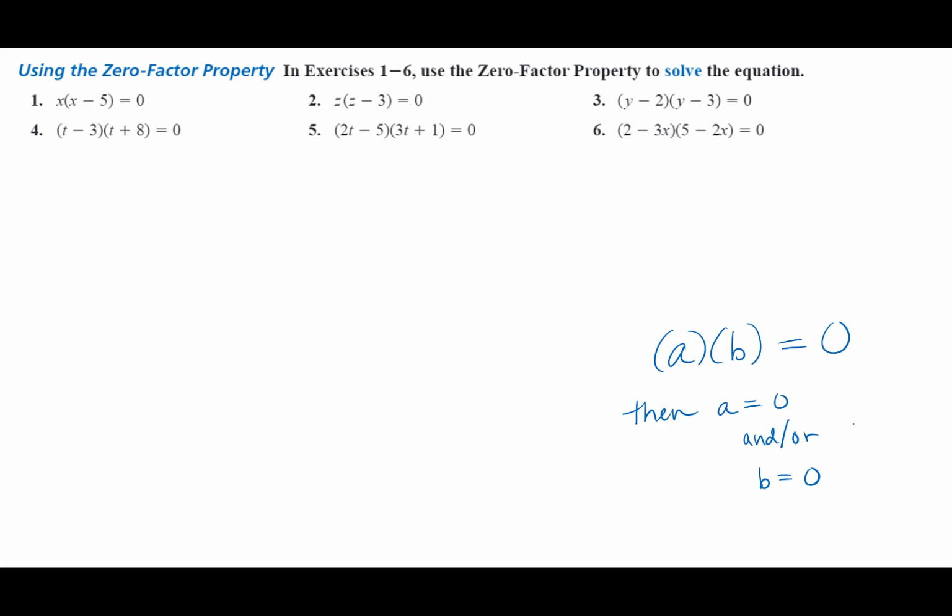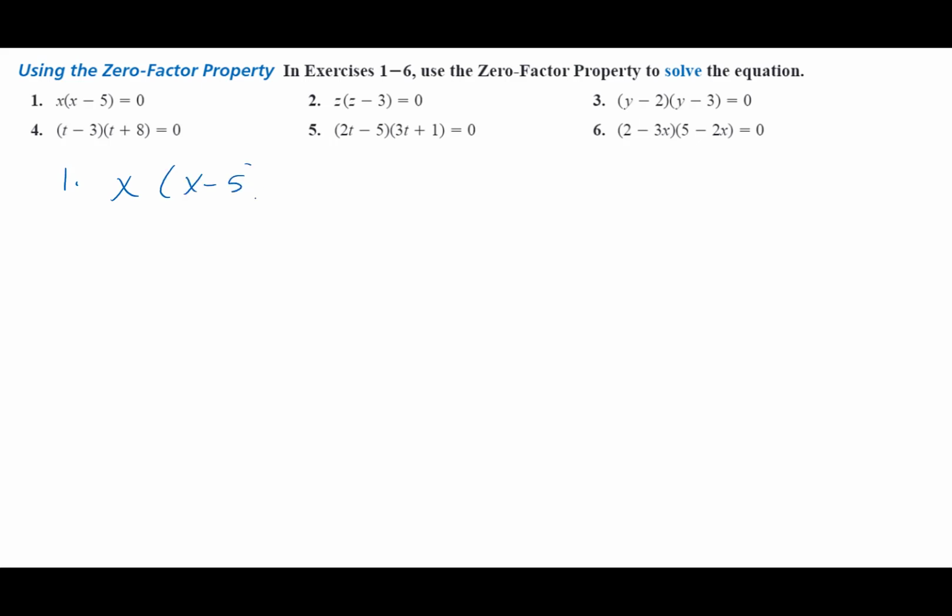In each of these problems, we are going to be looking for two values that the variable could be to make these equations true. So take a look at the first one. We have the number x times the number x minus 5, and that equals 0. And so we're going to take each separate part of this multiplication problem and set that part equal to 0. So for example, the first number was x, so we'll say simply x equals 0.